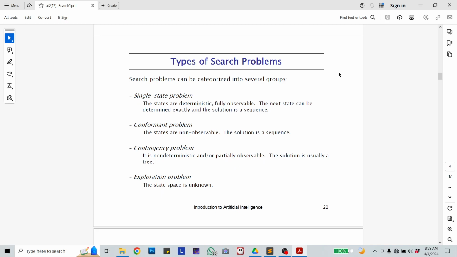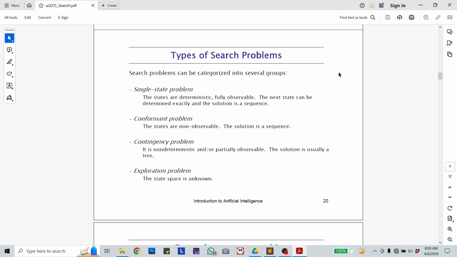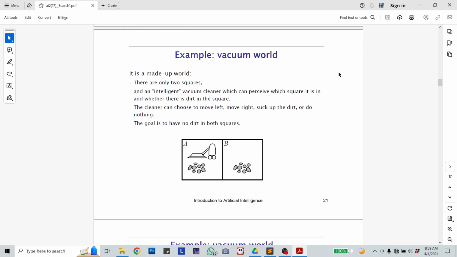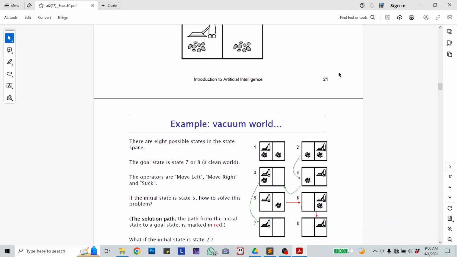And so we have types of search problems. We have a single state problem, the conformant problem, the contingency problem, and an exploration problem. Exploration means the unknown. You are going all out. An example is a vacuum cleaner. How it goes about is it searches for dirt, to clean.